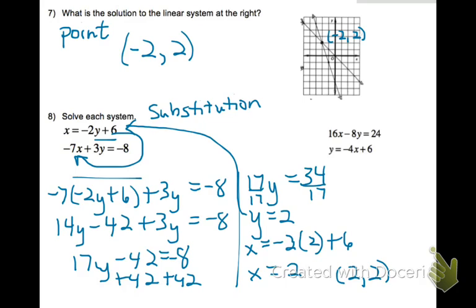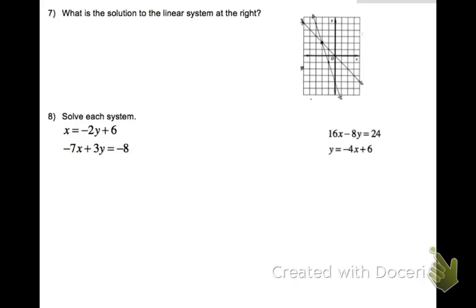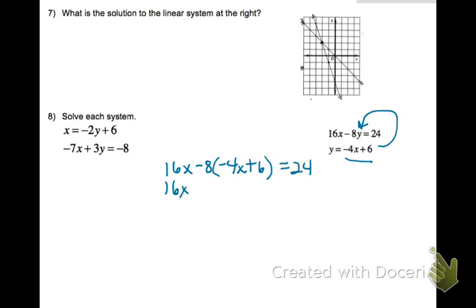Now let's look at the next system and solve it. So again, it's set up for substitution. I'm going to take what y equals and plug it in for y in my first equation. So I'm going to move over here so I've got some space. So 16x minus 8 times, and now I am substituting in what y equals, and then I'm going to finish the equation. I'll distribute my -8 and get positive 32x minus 48 equals 24.